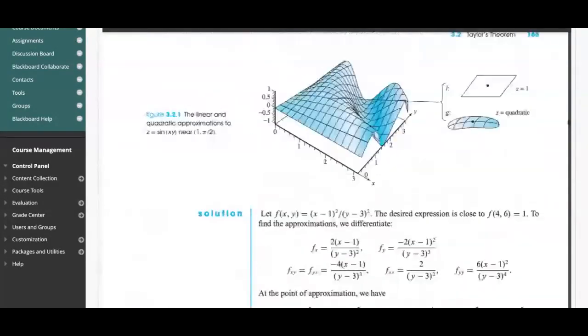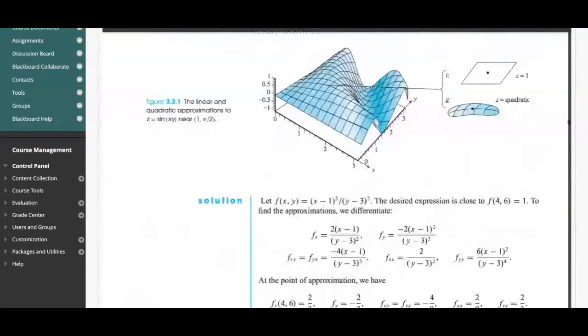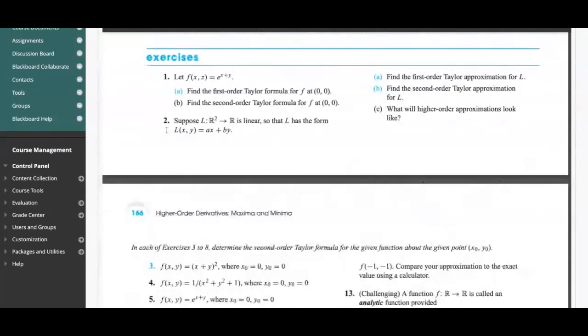So this is 3.2. Let me just make sure. Yes, Taylor's theorem. 3.21. The first one, let f of x comma z equal e to the x plus y. Oh, you know what? I think that's a typo. I think z is a typo. It should be f of x comma y equals e to the x plus y. Maybe that's your question, right?